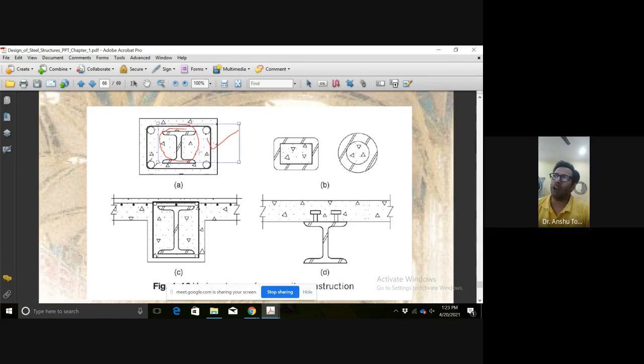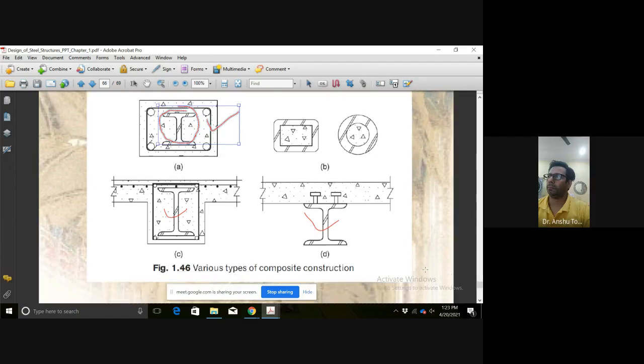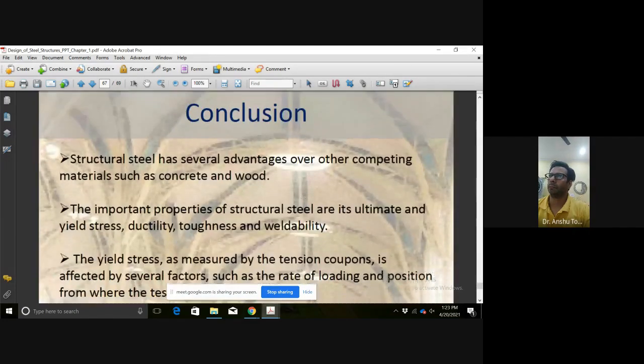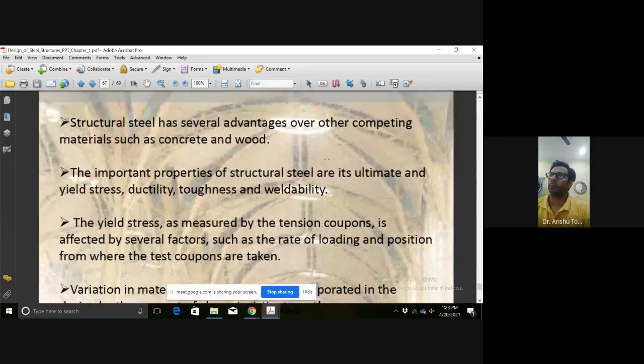Now this is concrete and this is your steel, pure structural steel member. It can be an I girder, it can be a channel section, it can be anything. It can also be a channel section inside concrete. That will give us a composite section. So let us go through the conclusions. Also, let us see what we can find out of it.